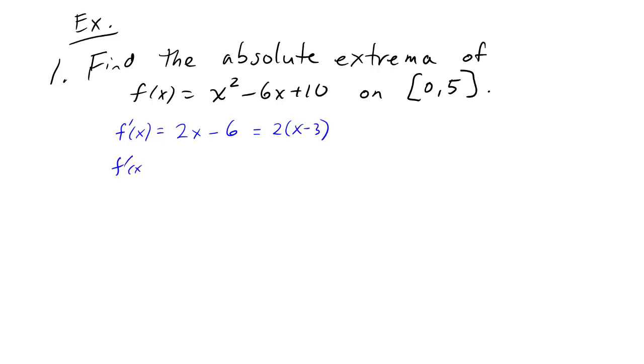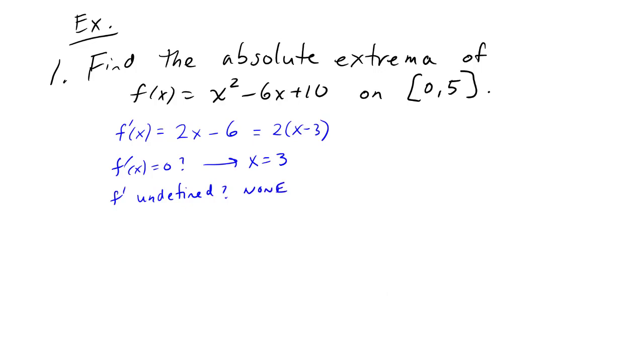Now, ask my two questions. When is the derivative equal to 0? When is the derivative undefined and the original function is defined? Well, derivative equal to 0, I can see that's clearly x equals 3. Undefined, none. Our derivative is a polynomial. It's defined everywhere.